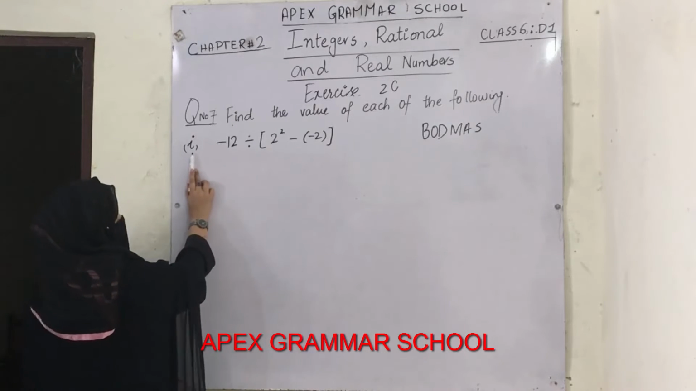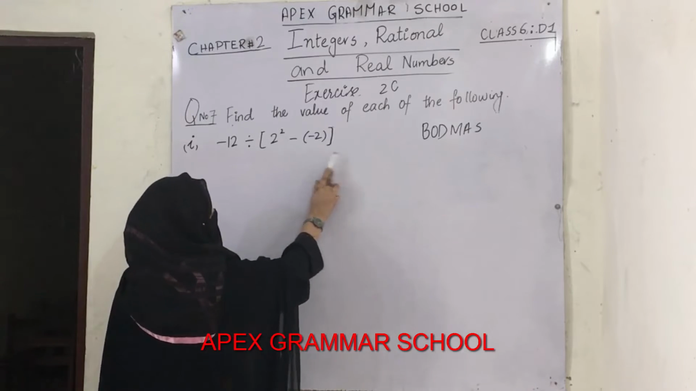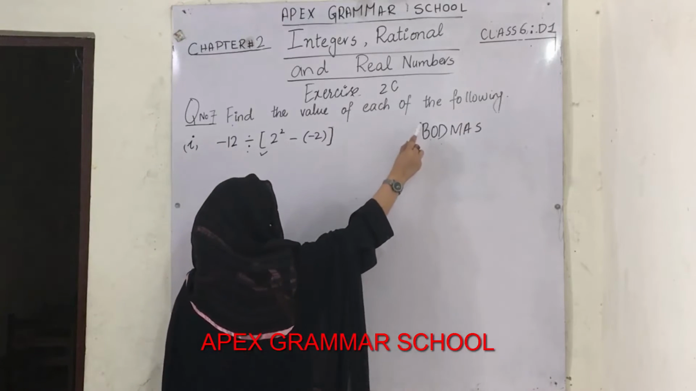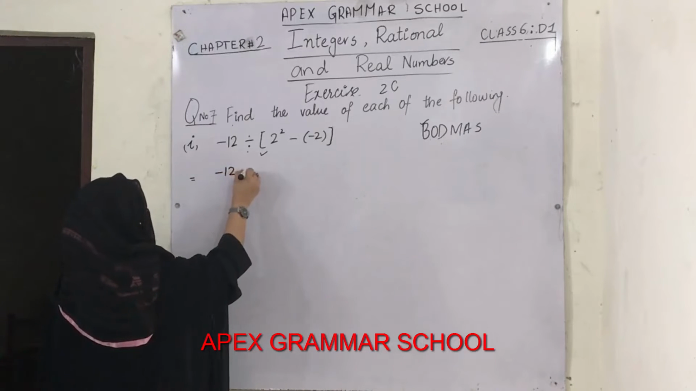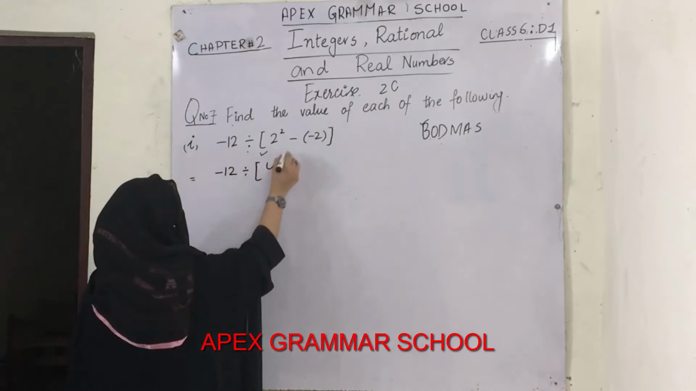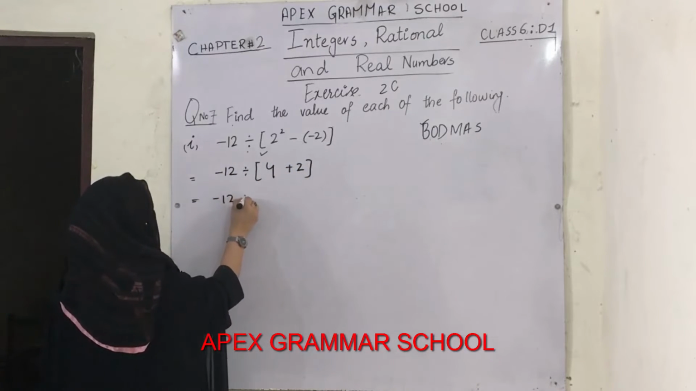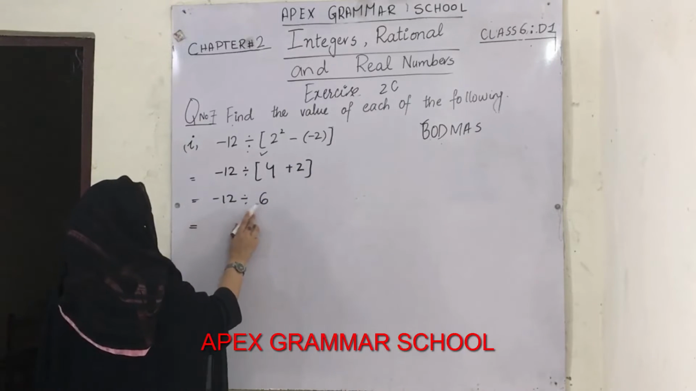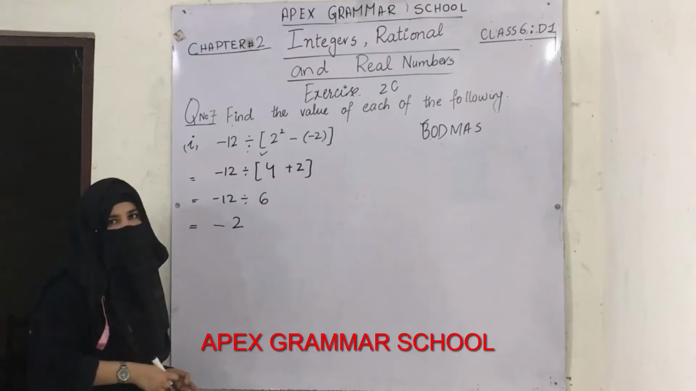Question number 7, I part. Minus 12 divided by 2 square minus into minus 2. As you can see, there is division and brackets. In division and bracket, you have to solve your bracket first. Minus 12 divided by square of 2 is 4, minus minus plus 2. Minus 12 divided by 4 plus 2 is 6. Minus 12 divided by 6, minus 12 divided by 6 is 2. So minus 2 will be the final answer.